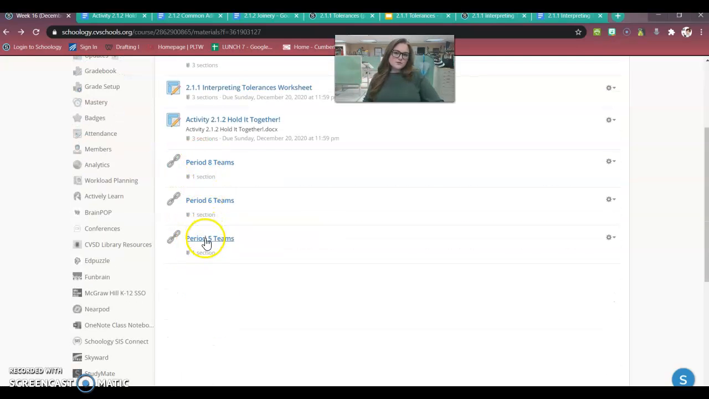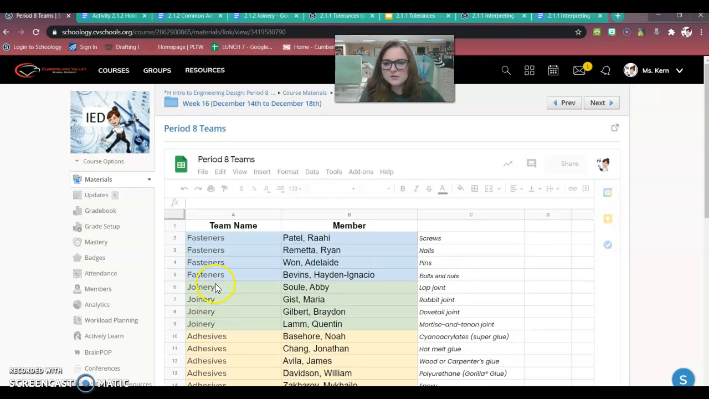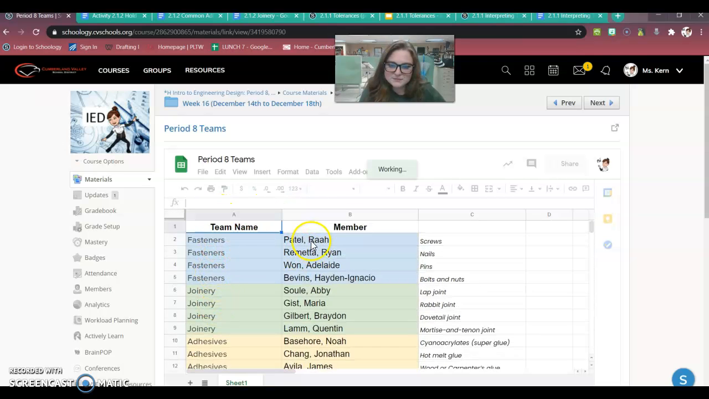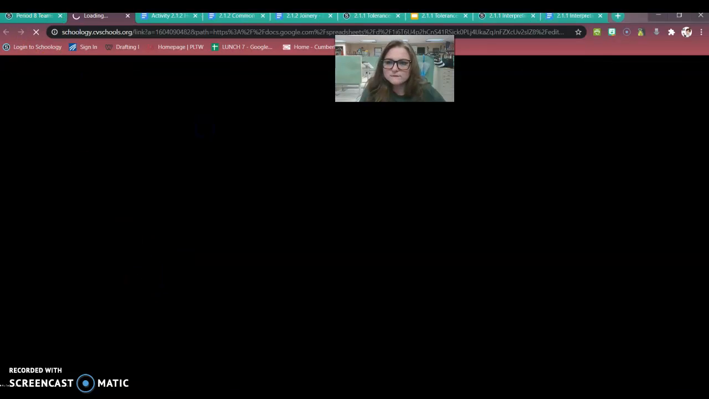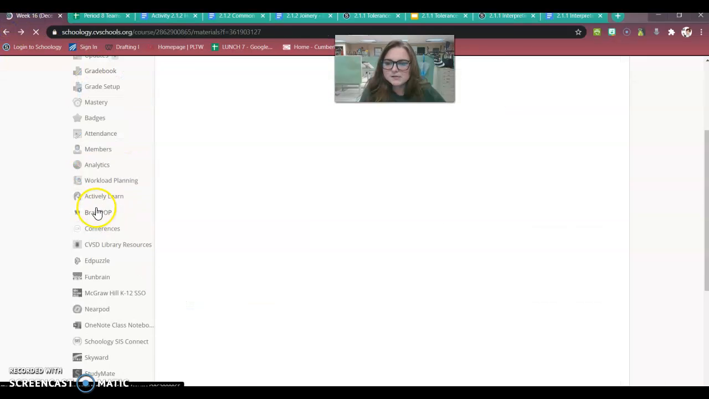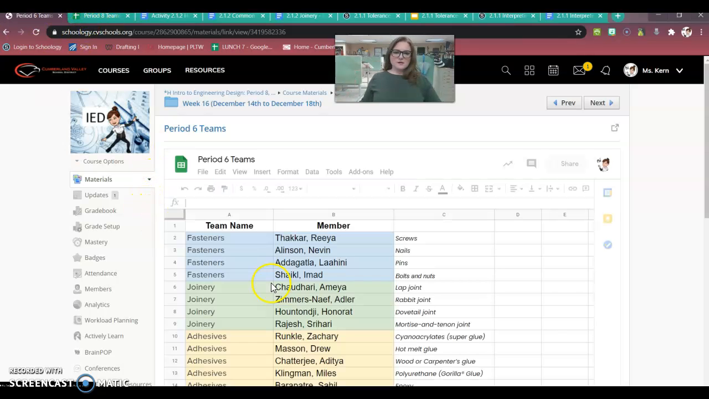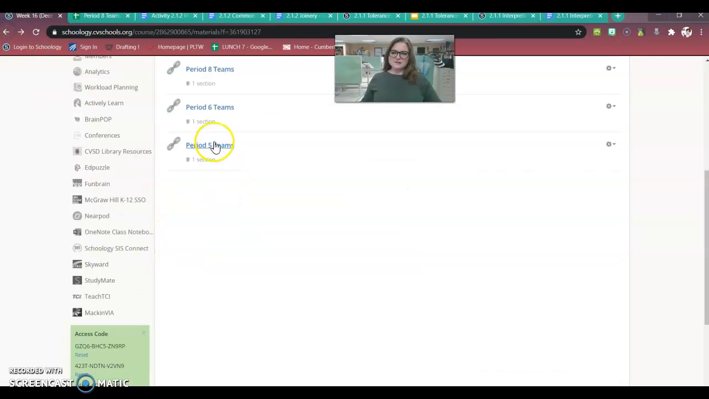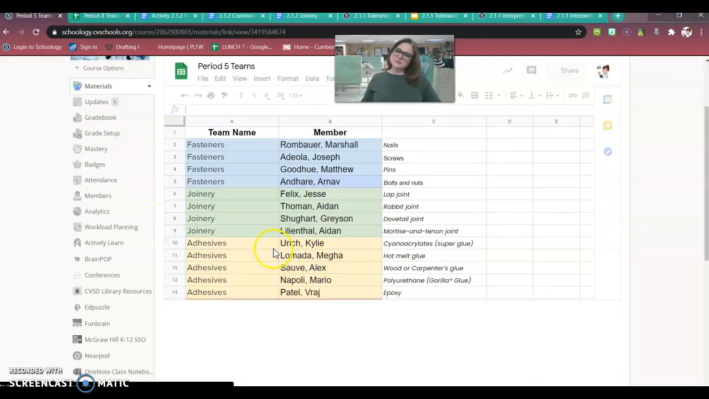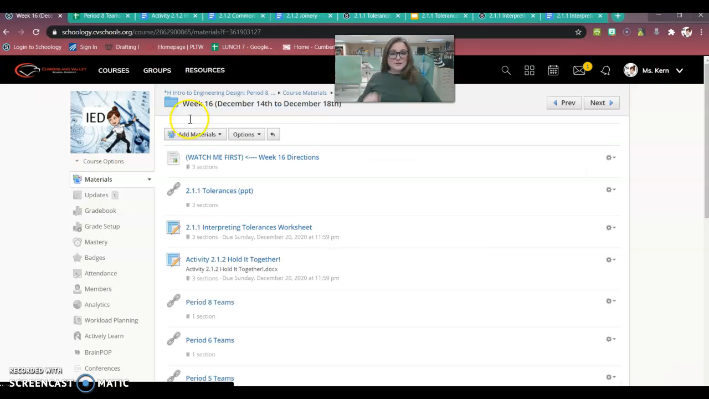Whatever period you're in, you'll have access to your team. If I open this up, you can see the name of the team and then the subcategory, and you can see that for all of them. That was period 8, period 6, period 5. Obviously, you'll only see the one that you have assigned to your specific class. But that is what we are working on this week.